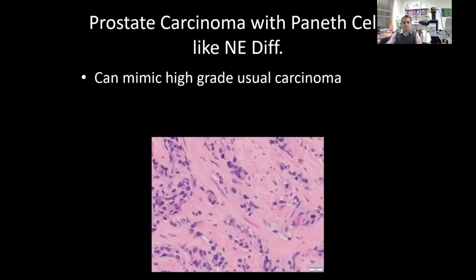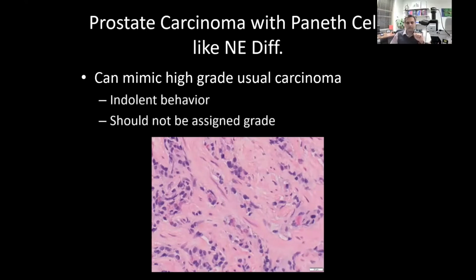The important thing here to realize is it can mimic high-grade prostate carcinoma, as we saw. So if we did not see Paneth cells in this particular case, this would be equivalent to a Gleason pattern 5 or Gleason pattern 4 carcinoma. But a case with Paneth cells like this is not a high-grade carcinoma. It has very indolent behavior, and therefore it should not be assigned a Gleason grade at all.